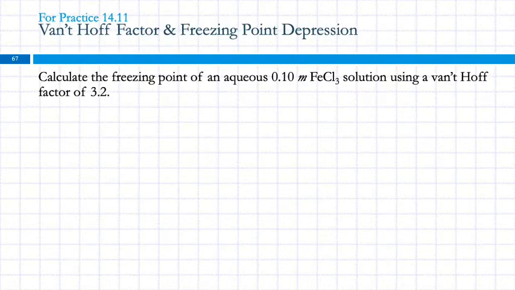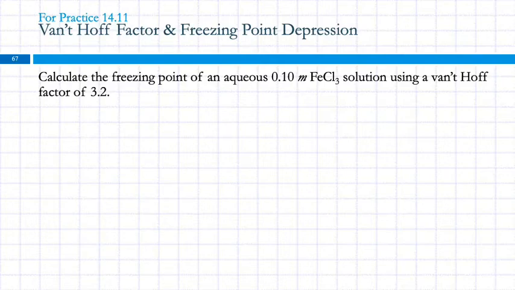Calculate the freezing point of an aqueous 0.10 molal FeCl3 solution using a Van 't Hoff factor of 3.2. So the Van 't Hoff factor is given to us here. Looking at the compound formula here, FeCl3, what factor would we expect it to have? 4. Because you get an iron ion and 3 chloride ions, that's 4 particles. We expect it to be 4, but it's actually 3.2.